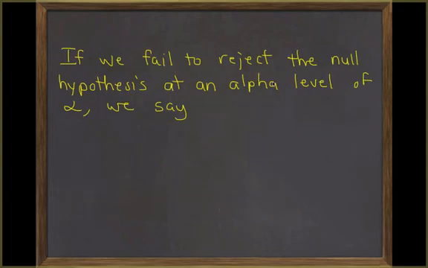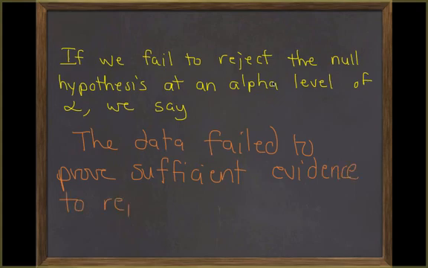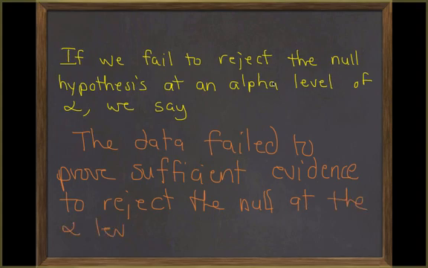If we fail to reject the null hypothesis at an alpha level of alpha, we say the data failed to provide sufficient evidence to reject the null at the alpha level of significance.